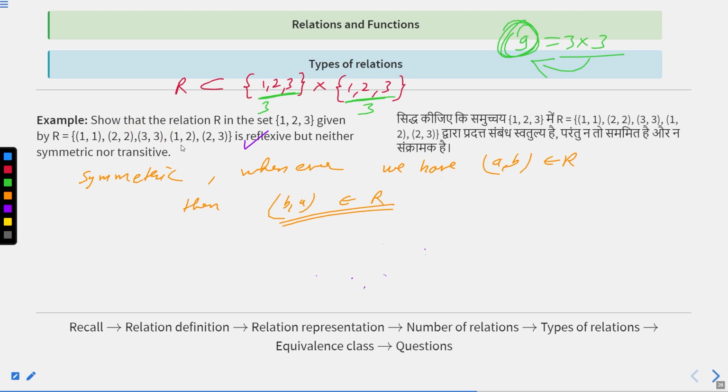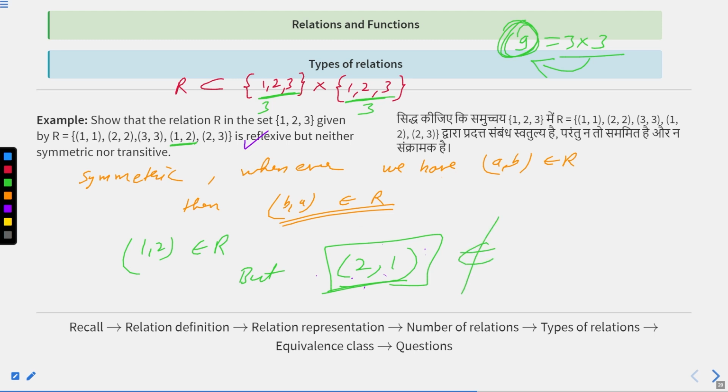Now (1, 2) belongs to the relation R, but if you interchange the positions, you get (2, 1). Does this pair belong to relation R? As you can see, no. So this does not belong to the relation R, which means the given relation does not follow the definition of symmetric. So it is not symmetric.